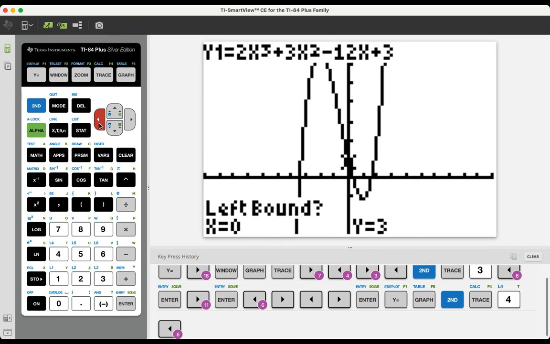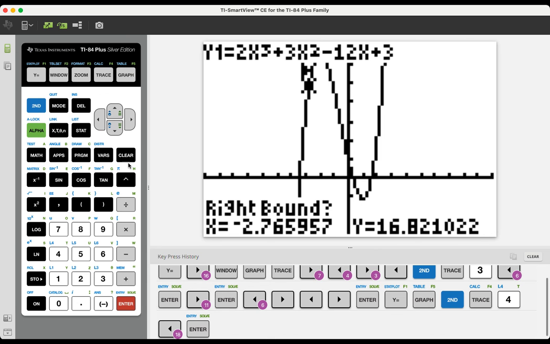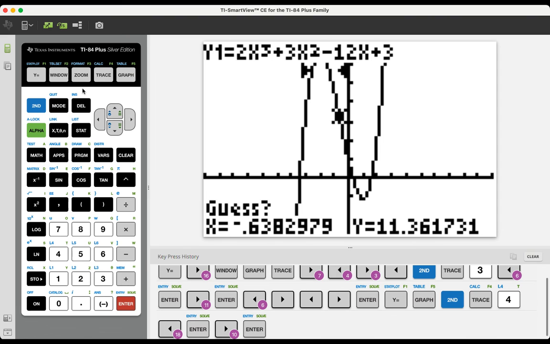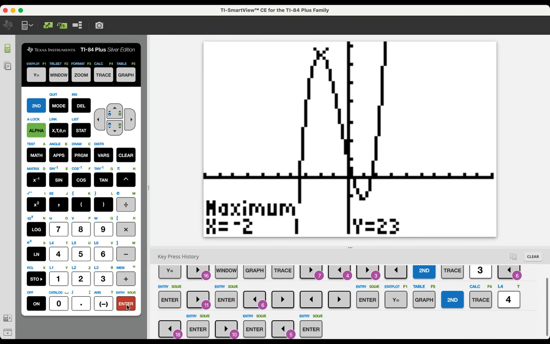We're going to arrow over somewhere to the left of the maximum. Again, we don't really necessarily care where, just somewhere to the left. And then we're going to arrow over somewhere to the right of the maximum. And then I'm going to give my best guess close to it. I'm going to press enter, and here we got it exactly. So in this case, we have the maximum value is at x is equal to -2 and y is equal to 23. The minimum maximum tool can be incredibly useful when there are multiple minimums and maximums.